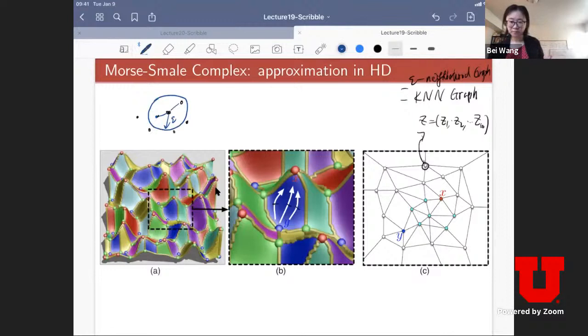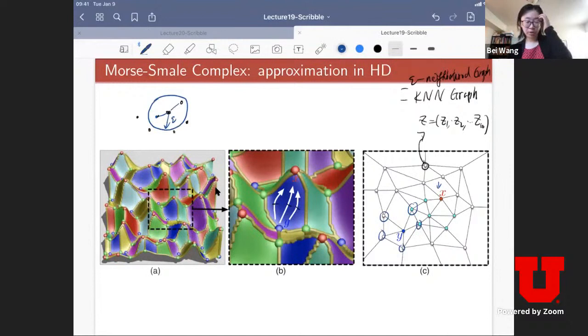To decide whether a point is critical, I can look at, for example, my point X showing here, which is a local maximum. Why? Because I just need to look at all my neighbors, and if all the neighbors have a lower function value than X, then X is a local maximum. Why is a local minimum? Because if I look at all its immediately adjacent points, and their function values are all larger than Y, then Y is a local minimum. So this is how you decide whether a point is a local maximum or minimum.